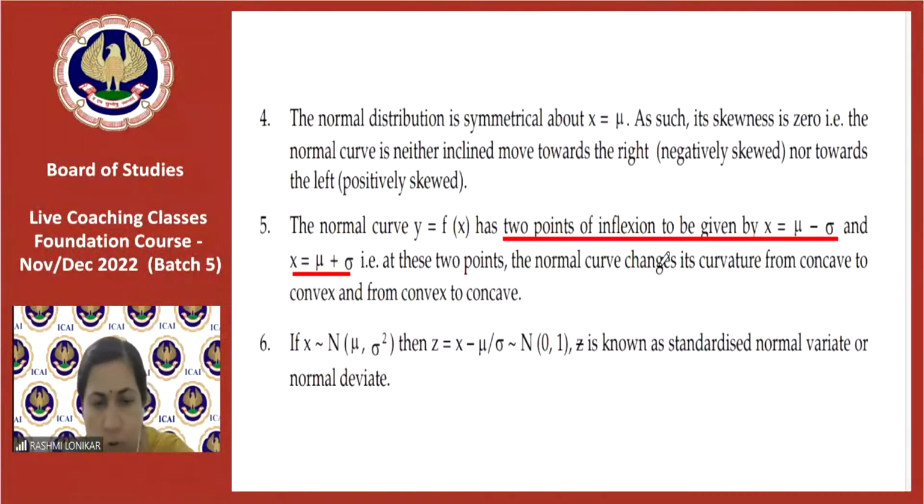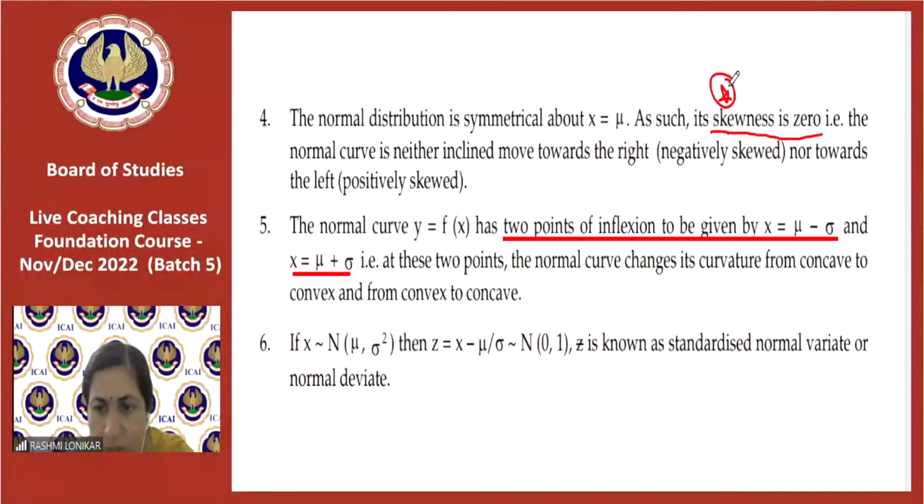The normal distribution is symmetrical about x is equal to mu. We already talked about it. That is why it is dividing the area under the curve into two equal parts. As such, its skewness is 0. Okay, this is also important. I forgot to underline that. Its skewness is 0. Very important.